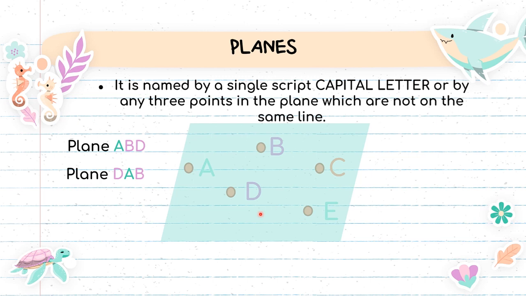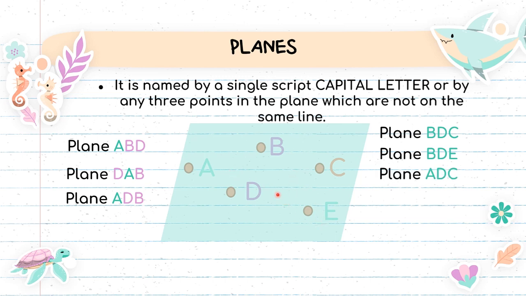When you say non-collinear, the three points are in different positions and do not all lie on one line. So we have plane ABD, with A, B, D. Plane DAB, plane ADB, plane BDC, plane BDE, plane ADC.